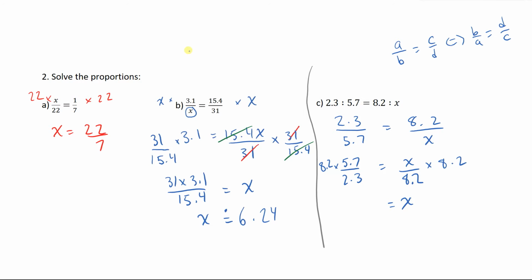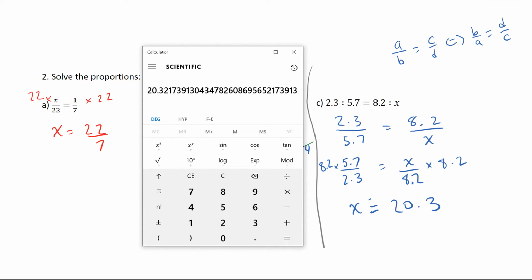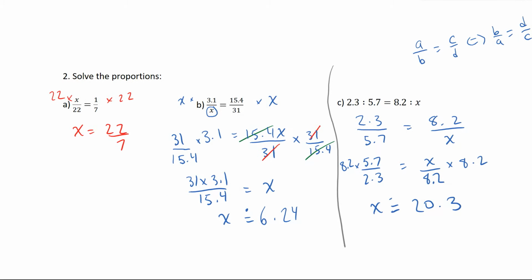And we have that x equals, I like x on the other side, x is equal to approximately 20.3. It didn't ask us for a certain number of decimal places, so I'll just do one decimal place.